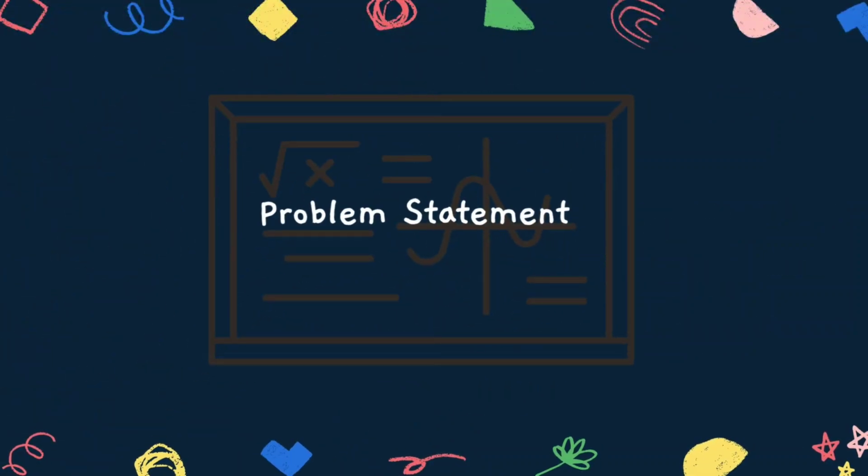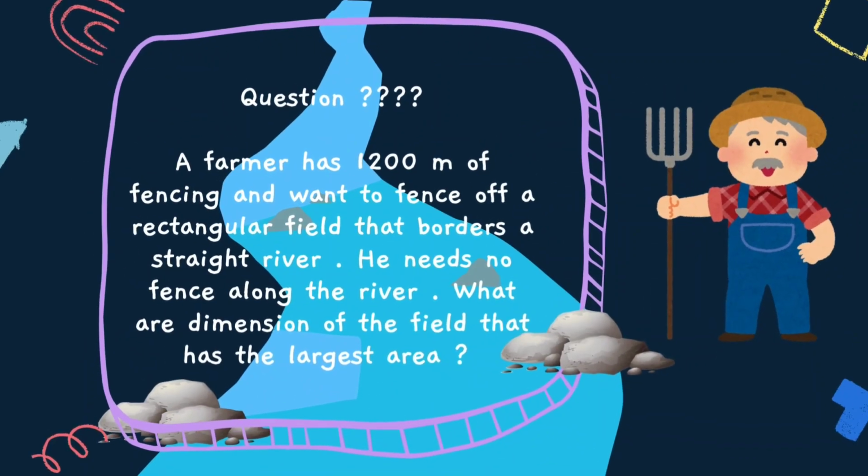Next is the problem statement. Question: a farmer has 1,200 meters of fencing and wants to fence off a rectangular field that borders a straight river. He needs no fence along the river. What are the dimensions of the field that has the largest area?